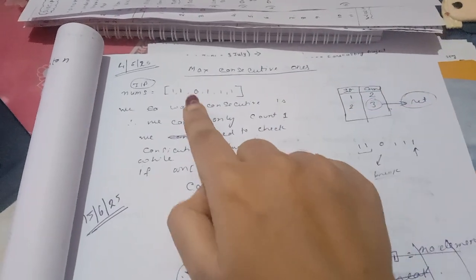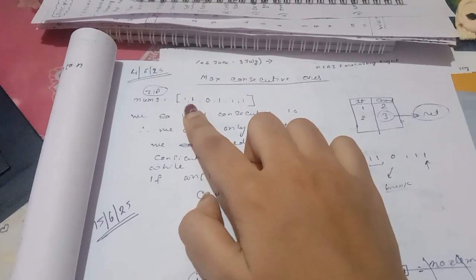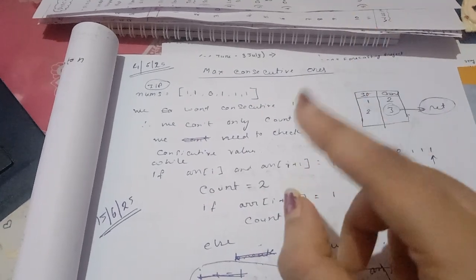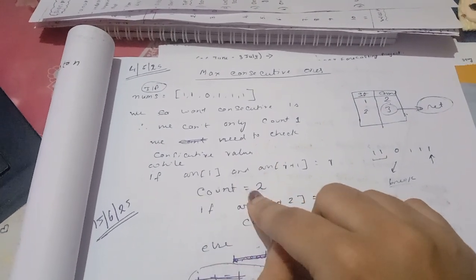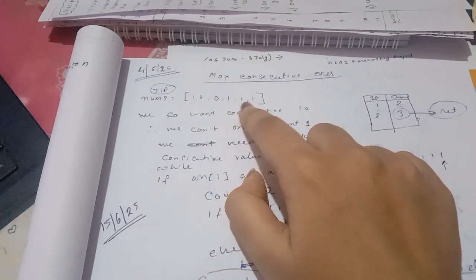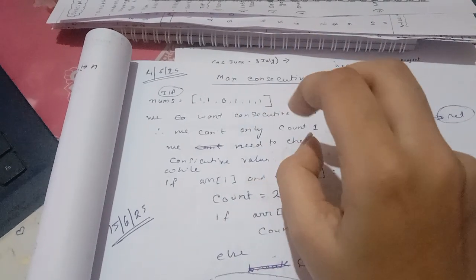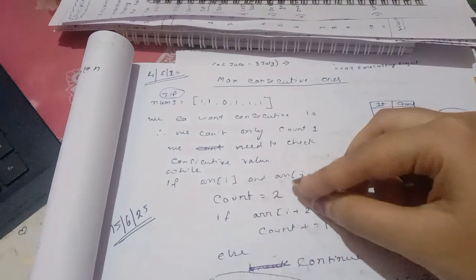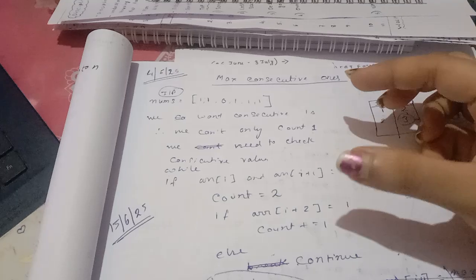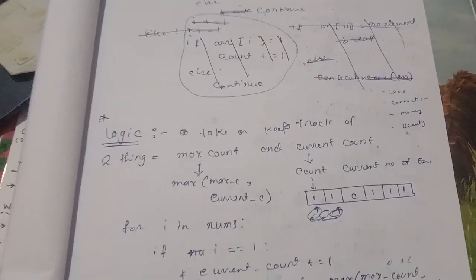How I tried the calculation is that after two consecutive ones, if the ith position and the i plus 1's position is 1, then we make the count 2. But the mistake here is that when I encounter 3 ones, I and I plus 1 are incremented again, so the count turns into 4 instead of 3. So there will be a problem in the counting, plus the approach is also wrong. So this is the correct approach.